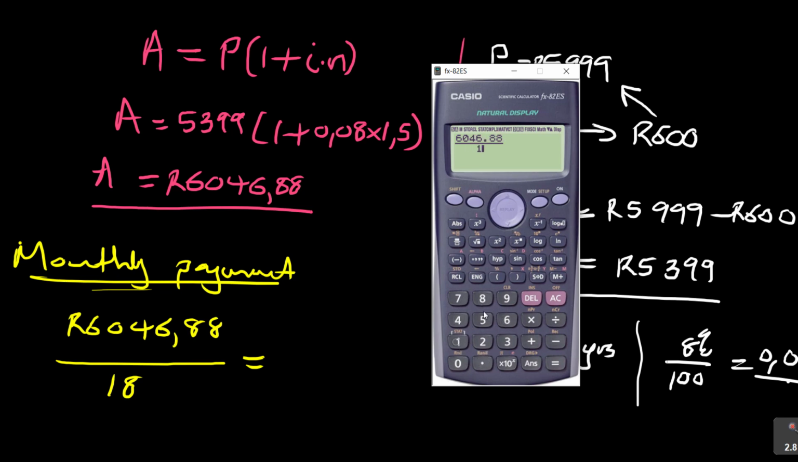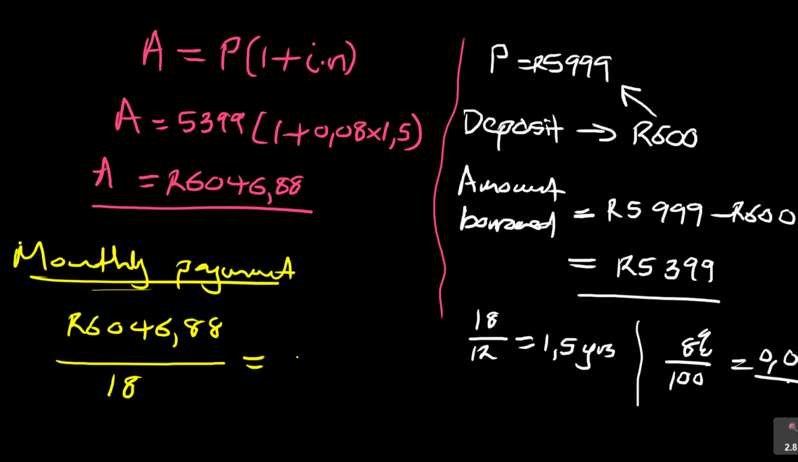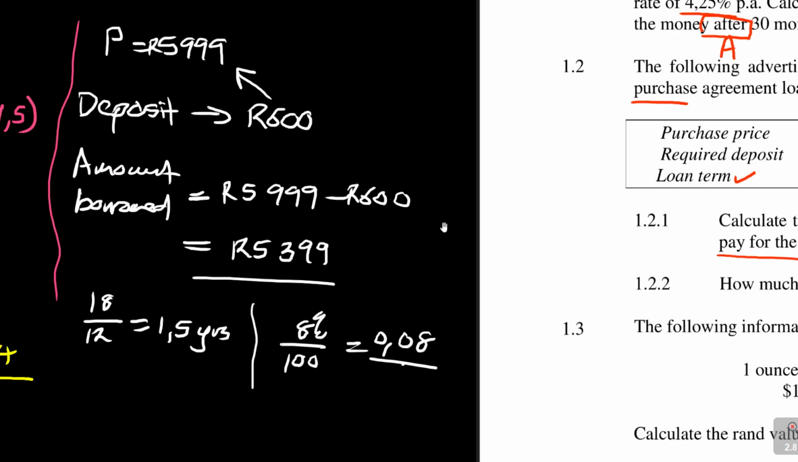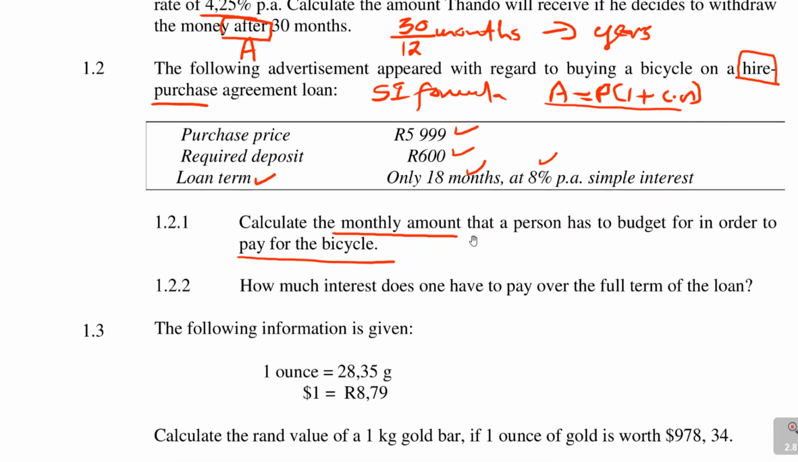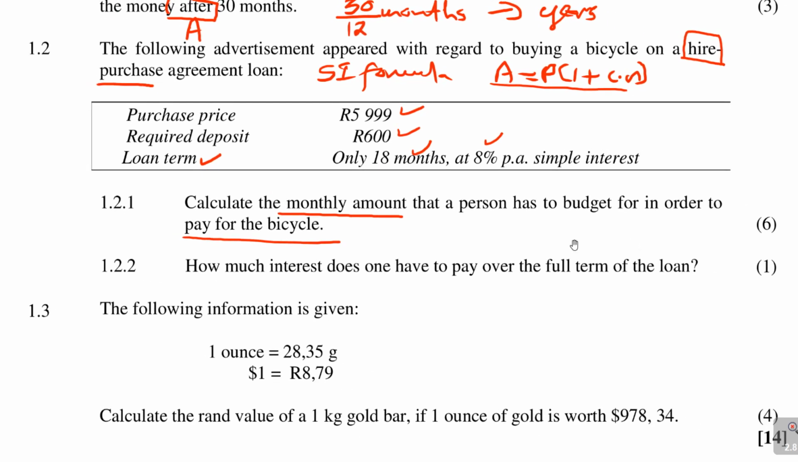So when you've done that, you get the answer, which is 335 rand 93.7. So this 7 changes to 94, 2 decimal places. Money is usually in 2 decimal places, which is 335 rand 94 cents. If I rounded up properly, this is your monthly payment. That's what you're going to pay every month. So it says calculate the monthly amount that a person has to budget for. And then 1.2.2, how much interest does one have to pay over the full term of the loan?